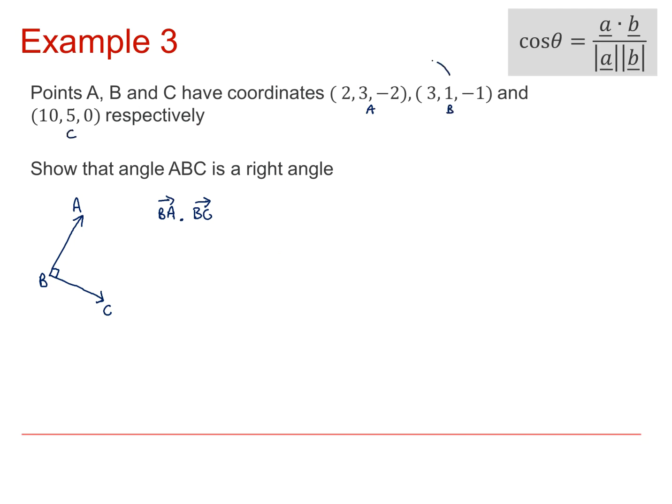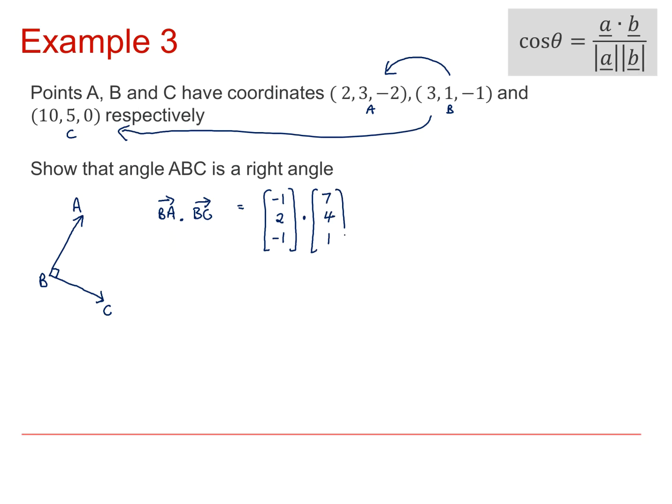If I'm going from B to A, then I'm going from 3 to 2, that's minus 1. From 1 to 3, that's 2. And from minus 1 to minus 2, that's minus 1. Then if I'm going from B to C, I'm going from 3 to 10, which is 7. From 1 to 5, which is 4. And from minus 1 to 0, which is 1.